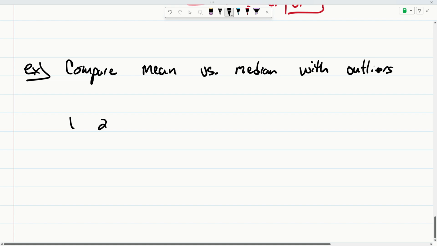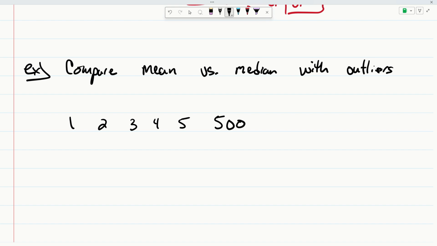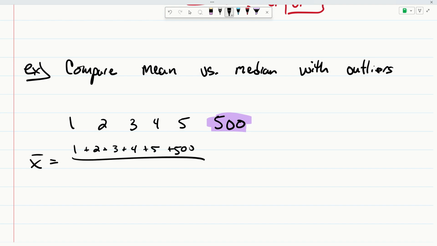1, 2, 3, 4, 5, 500. So hopefully everyone's sitting there looking at this number and going, okay, yeah, definitely an outlier. But if I were to find the mean, I would have to add all these values up. So 1 plus 2 plus 3 plus 4 plus 5 plus 500, and then divide it by 6. So I'm just going to take my calculator off screen here.